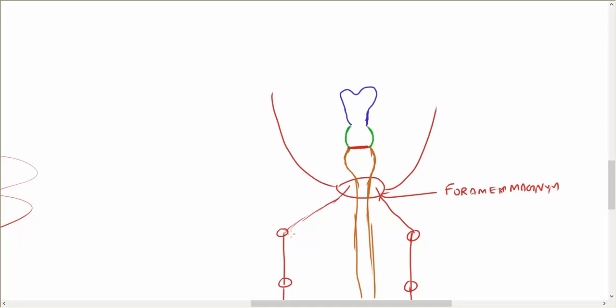Now coming to the vertebral arteries, they enter the foramen magnum and go till near the pons medullary junction. This is the left vertebral artery, and this is the right vertebral artery. They go till near the pons medullary junction.